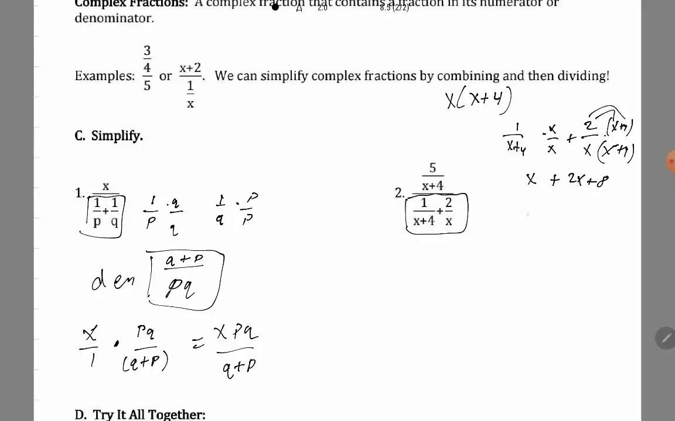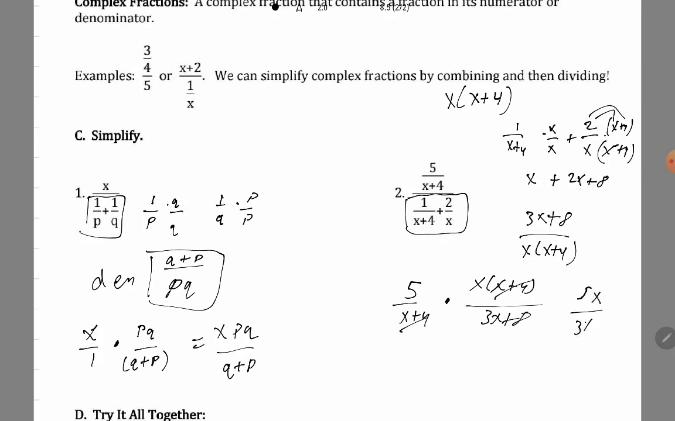So my fraction is going to be on the denominator 3x plus 8 over x times x plus 4. Okay, now I can do my division. So 5 over x plus 4. So keep the first fraction, change division to multiplication, flip the second fraction. 3x plus 8. Okay, now I can multiply, but I can already cancel that out and that out. So I'll get 5x over 3x plus 8.